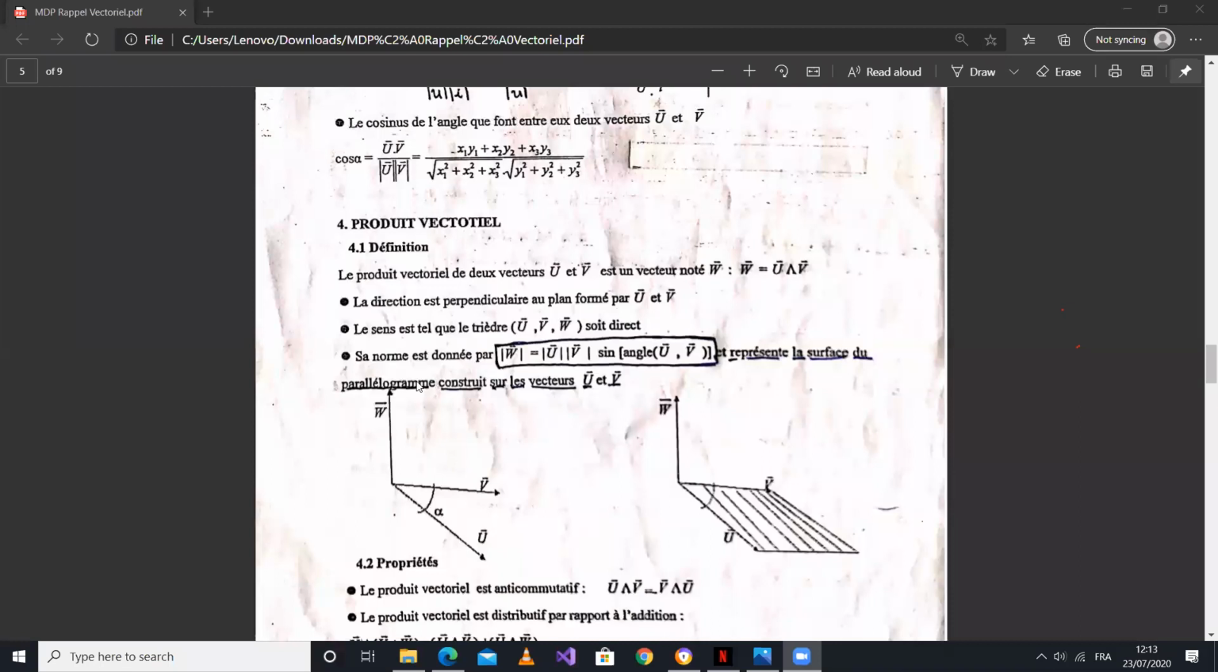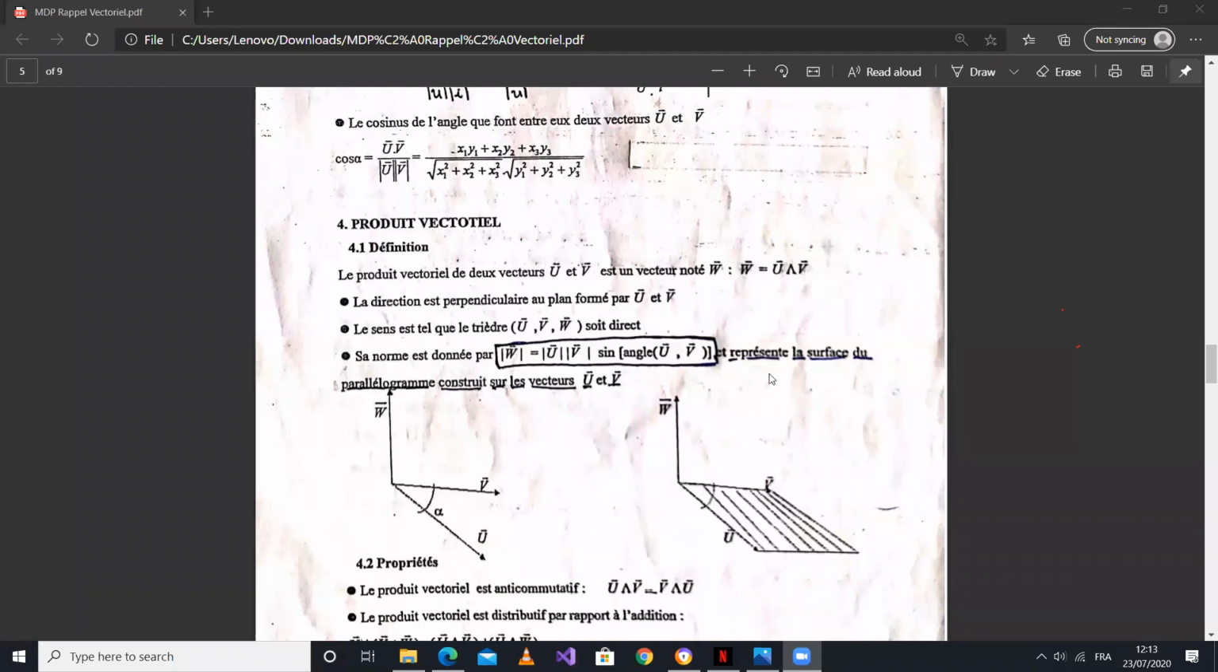So we come to the norm here, as I was explaining, this formula. I even highlighted it. You just have to know it. And then the product vectorial, what does it represent? Why calculate the product vectorial? So it is explained here.